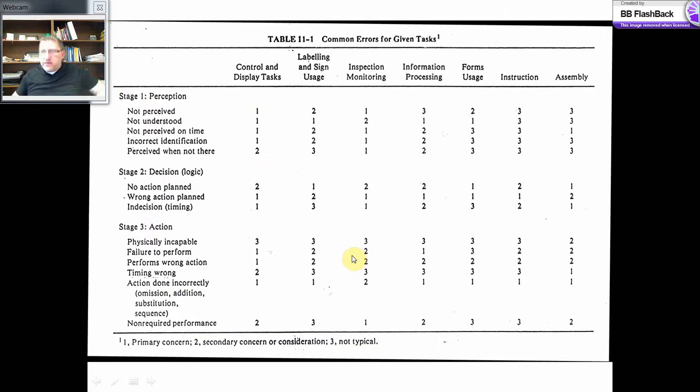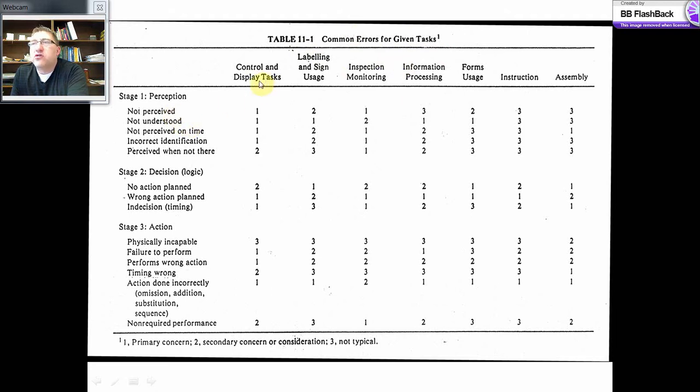What I will say about this chart is, first of all, the chart itself is a very good example of bad design for human error. For example, you have 1s, 2s, and 3s in this chart. Without looking at the key down here at the bottom, okay, don't look, don't read it. I know it's going to be hard not to read it, but don't read it. Tell me what we're talking about. Common errors for given tasks. That's the name of the table.